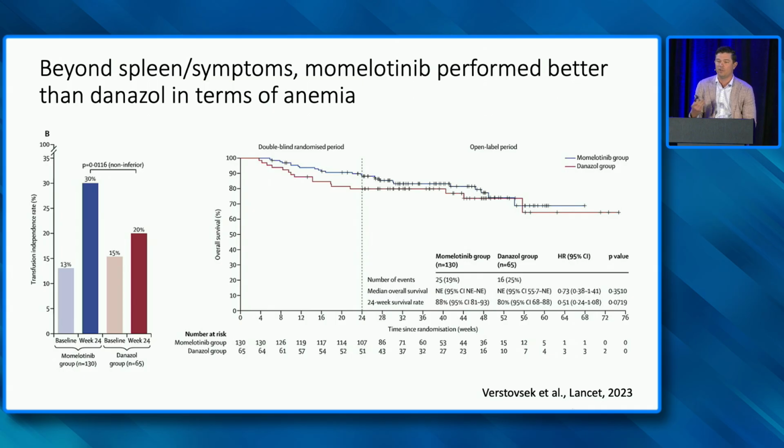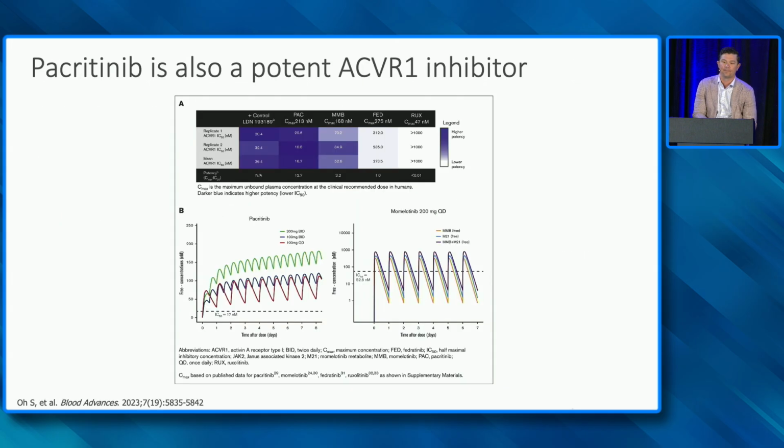Danazol is an active control. We use this for anemia. We expect responses to some degree. Here at baseline, 13%, 15% of patients were transfusion independent. At week 24, 30% were transfusion independent in the momelotinib arm versus just 20% in the danazol arm. So maybe a better anemia drug compared to danazol in this study. And when you look at the survival curve, you actually see a bit of a separation between week 0 and 24 between momelotinib and danazol, but then that largely comes back together after patients go on open label momelotinib. So patients went from danazol back on to momelotinib, and there you see the survival curves coming back together.